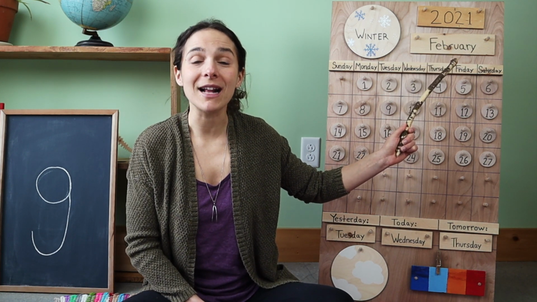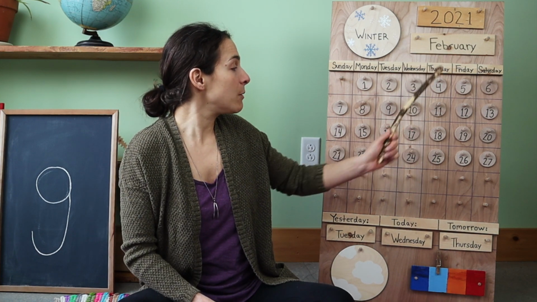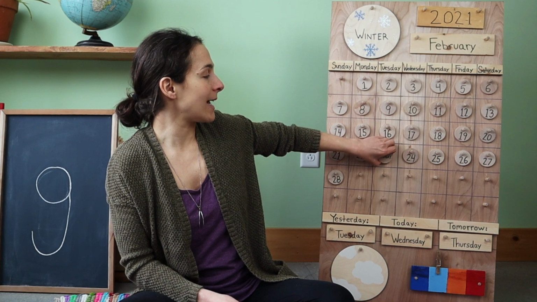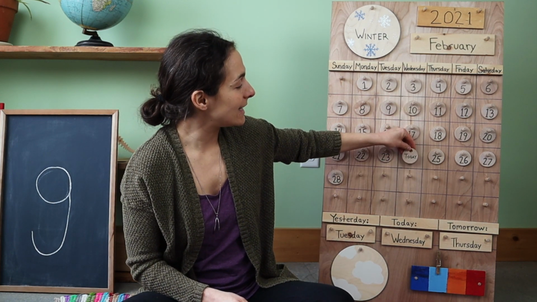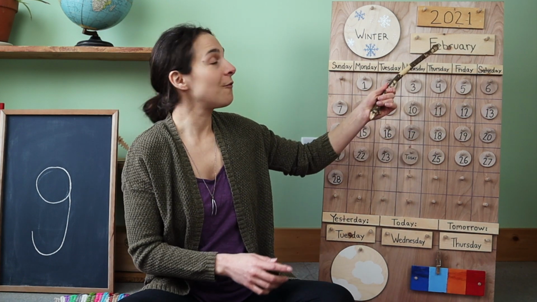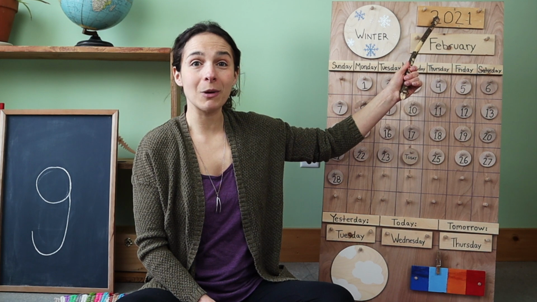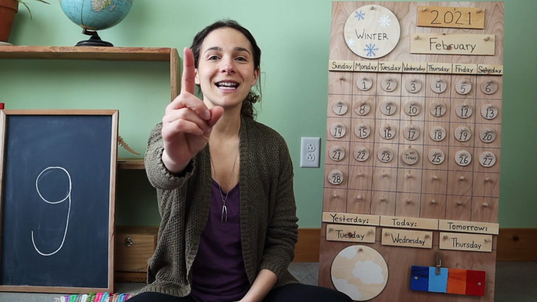February. That's right, friends. The month is February. And today is February 24th. So let's move the chip over from yesterday. Yesterday was February 23rd, and today is February 24th, 2021. All right, everyone, let me see those counting fingers like this.